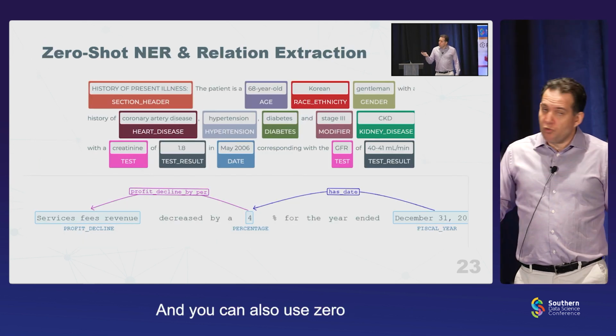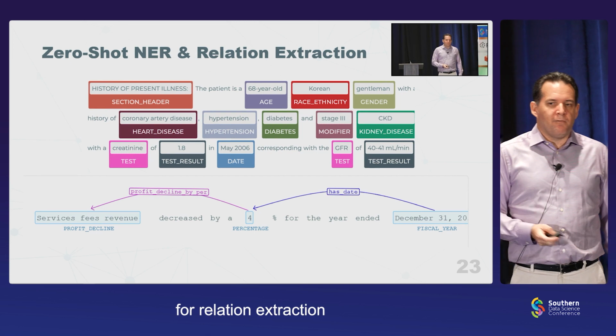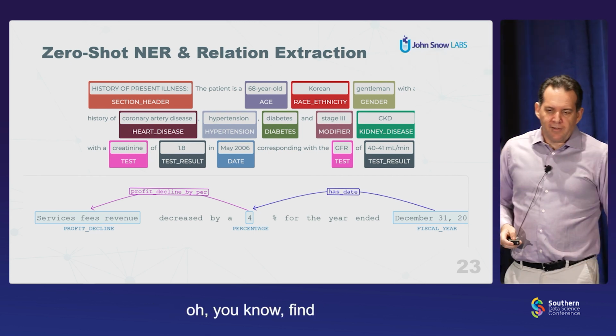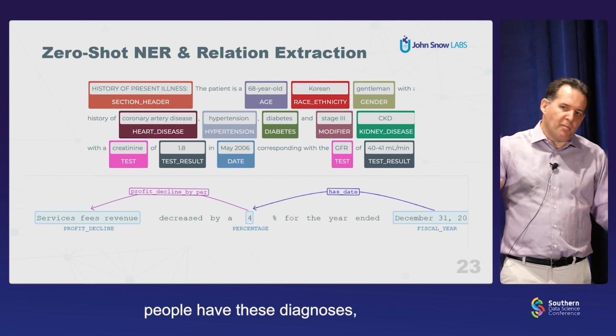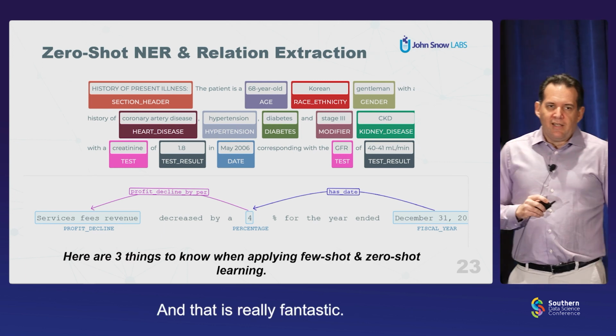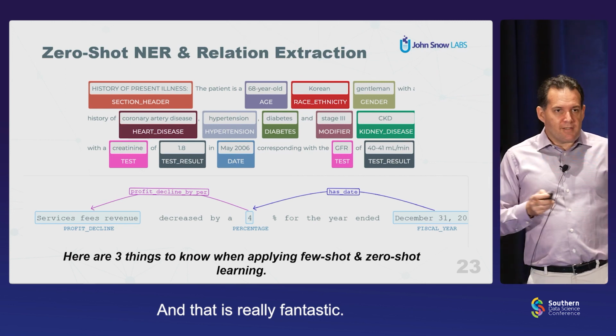And you can also use zero-shot for entity recognition and for relation extraction. You just give it prompts and say, find the cases where people have these diagnoses, people have these risk factors, those specific things. And that is really fantastic.